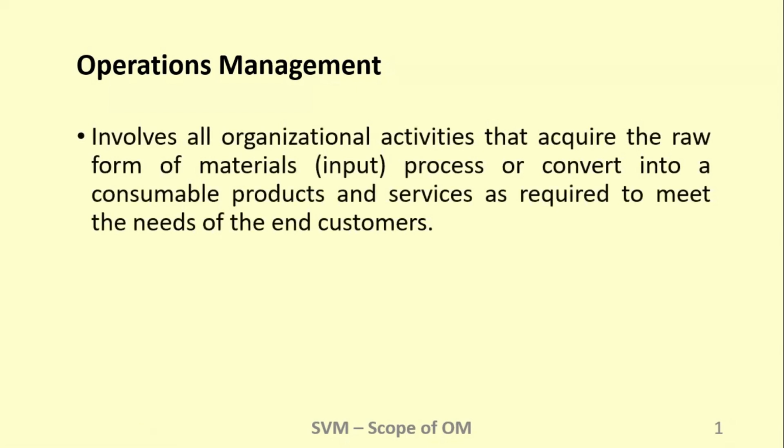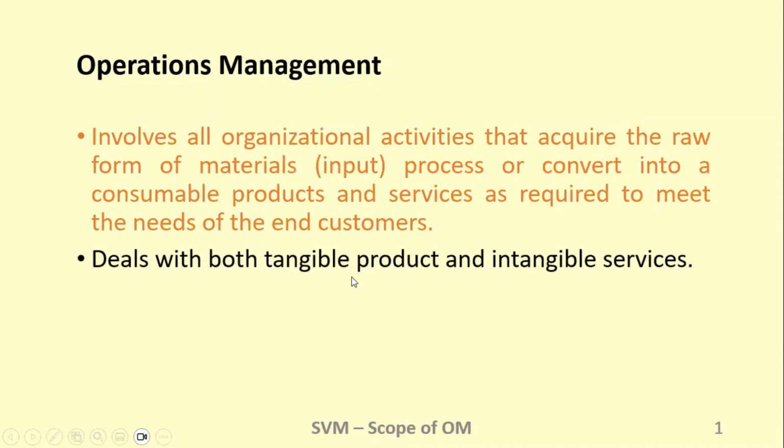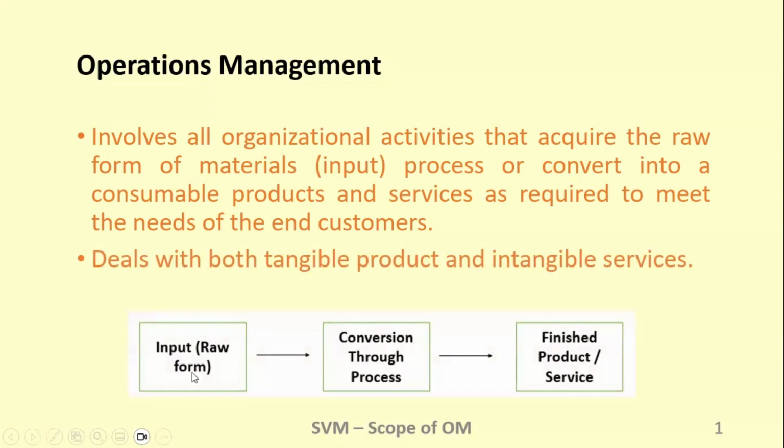Operations management, when we say it, involves all organization activities that acquire the raw materials, which we call inputs, and then convert them into a consumable product or services as required to meet the needs of the end consumers. So it's basically a conversion process, and it deals with both tangible products and intangible services. So we have raw material, which is in the form of input, and then conversion happens through some process, finally to produce a finished good, or you can deliver a service.